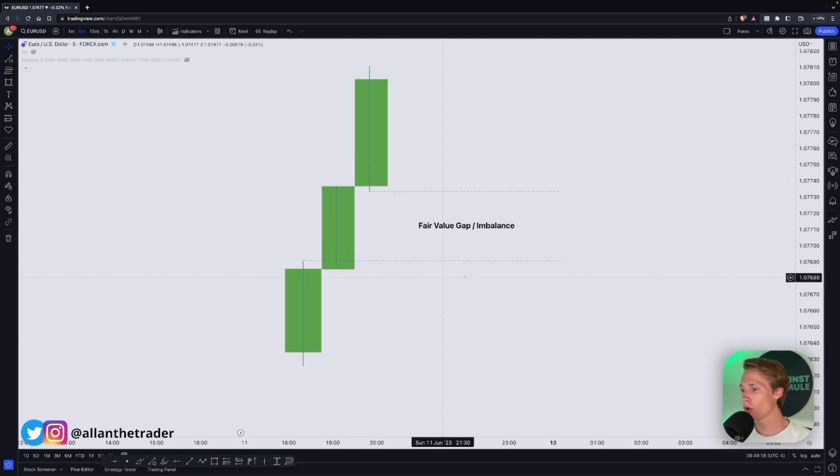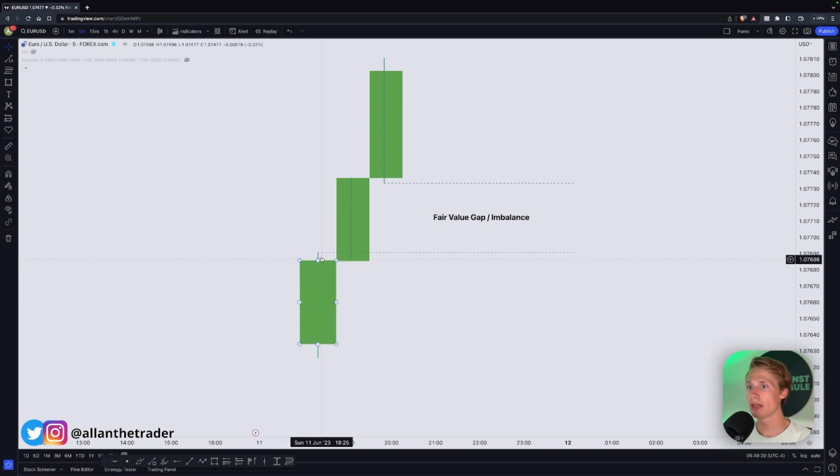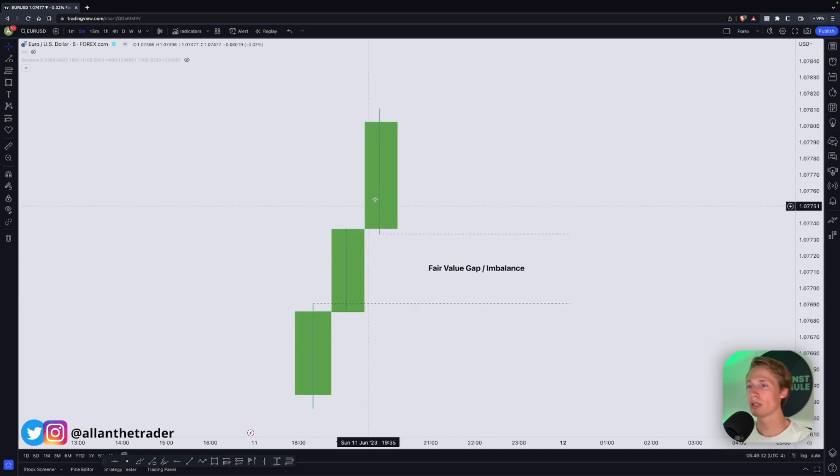Before I show you some examples, I will explain how it exactly works. Basically it's a space between the first and the third candle. Let's say you have this green candle, then this green candle, and then this green candle. The fair value gap is the space between the first candle, which is this one, and the third candle. So the space between the top of the first candle and the bottom of the third candle. As you can see, this fair value gap being created here has been created by this candle.